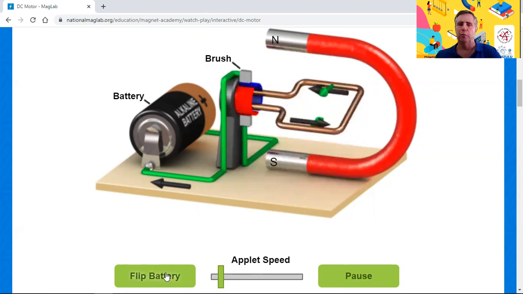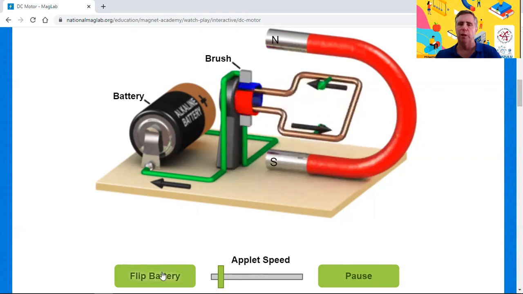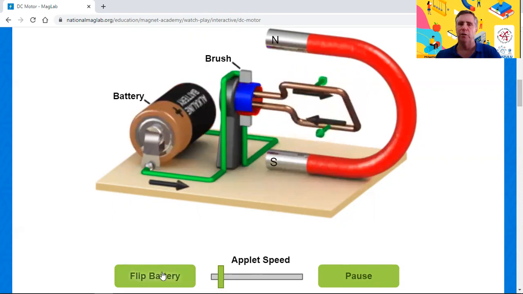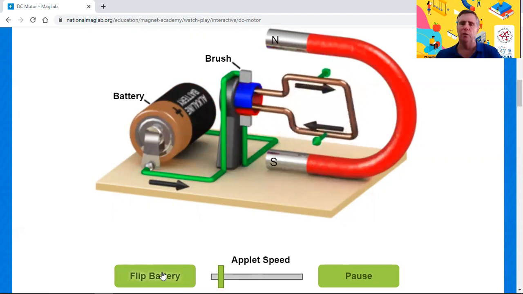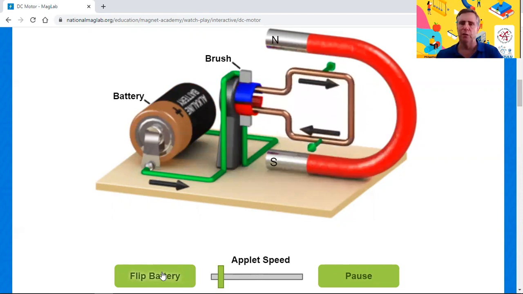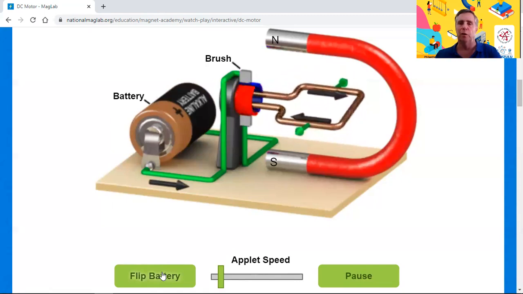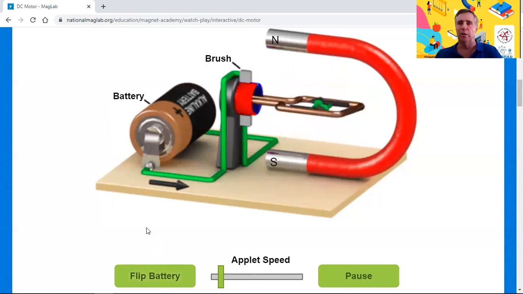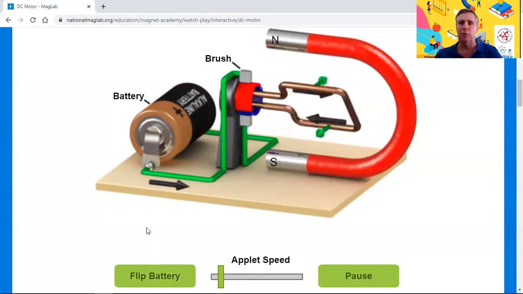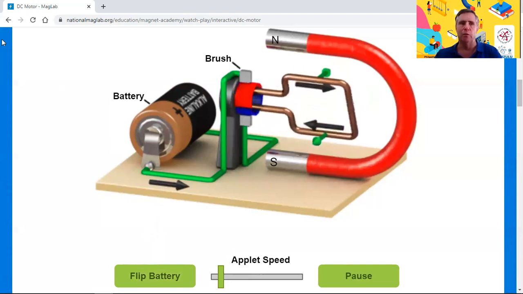Now, what we can also do is flip the battery around, so change the polarity of plus and minus, and you can see immediately the motor turns in the opposite direction. Now, these DC motors are becoming very important because, of course, electric cars are taking over from petrol-driven cars in many ways. So scientists are looking for really strong, efficient DC motors, which can drive our cars of the future.